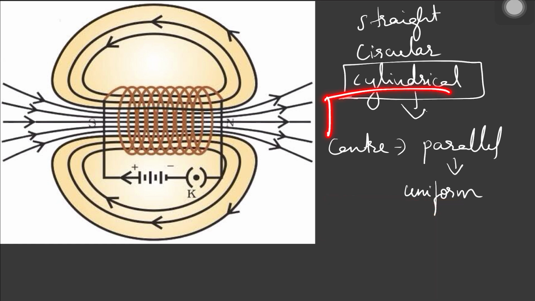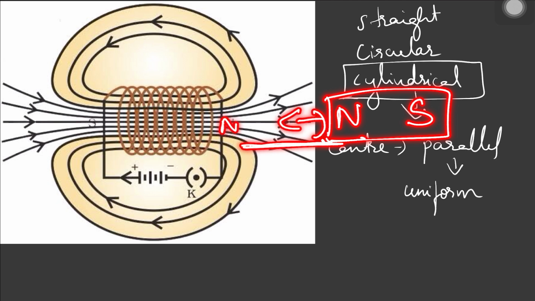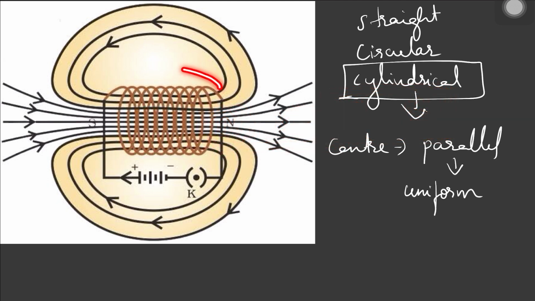If I bring a bar magnet here, whose north and south poles are already known, I observe that the two repel, which shows that this end is also behaving as the north pole of a bar magnet. So a cylindrical shaped conductor known as a solenoid behaves as a bar magnet.